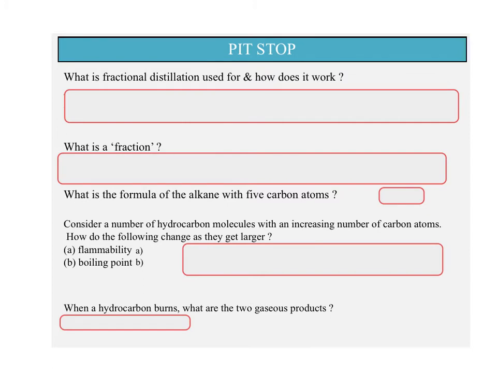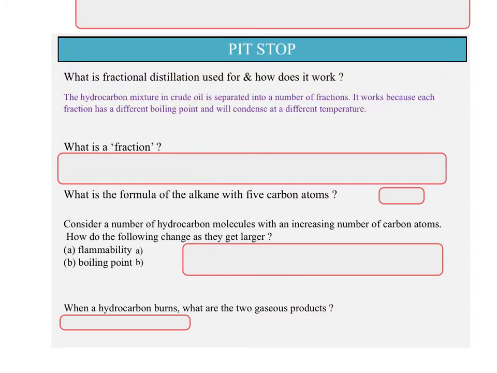Have a go answering these questions. You can pause, do them in full sentences, work with each other, maybe be on a call together and see how you feel about them, and then play again when you're ready to go through the answers. So for the first one, what is fractional distillation used for and how does it work? Fractional distillation is used to separate crude oil. Okay, so the hydrocarbon mixture in crude oil is separated into fractions. It works because each fraction has a different boiling point and condenses at different temperatures.